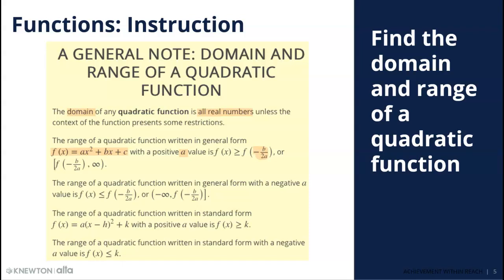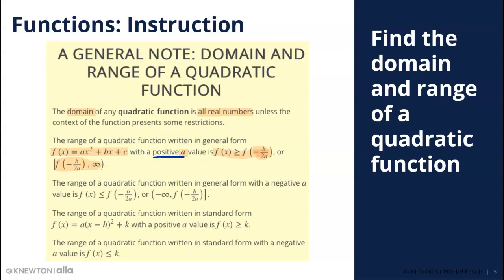So if your a is positive, if a is greater than 0, you have a parabola that opens upward. And so therefore, your range is the set of y values greater than or equal to the y coordinate of your vertex. Or if you write it in interval notation, you could write it this way, where f of negative b over 2a is the y coordinate of your vertex.